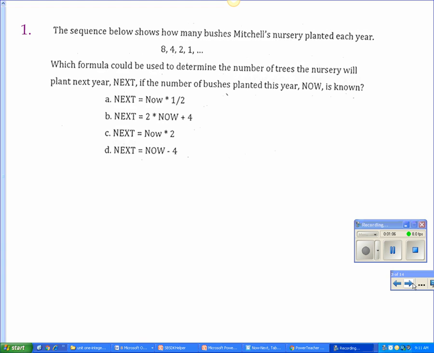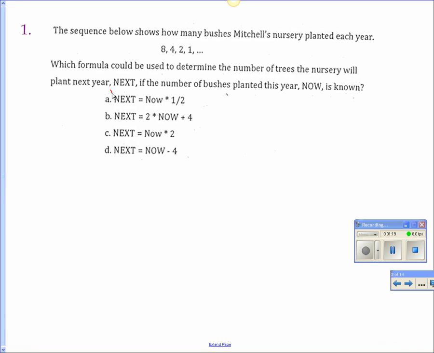And D says minusing 4. So look at this. Look right here real quick. D says you're minusing 4. So you got 8. What's 8 minus 4? 4. But what's 4 minus 4? 0. So D doesn't work for all the numbers. Okay, so your answer on this one is what? A.